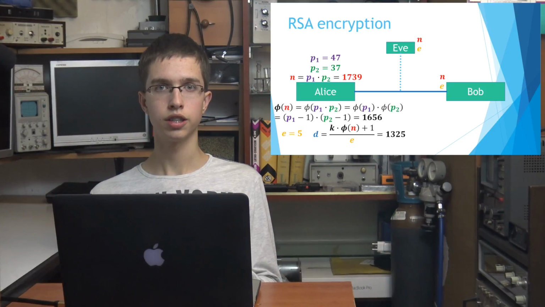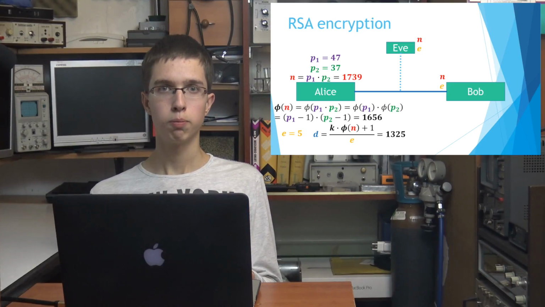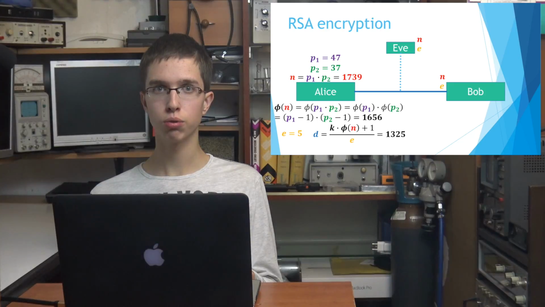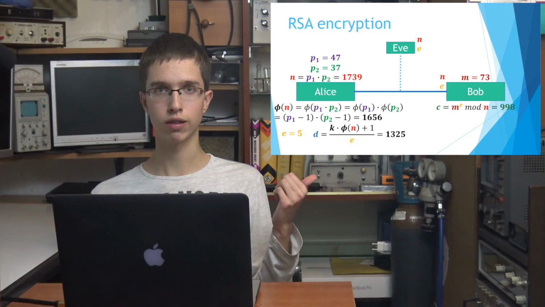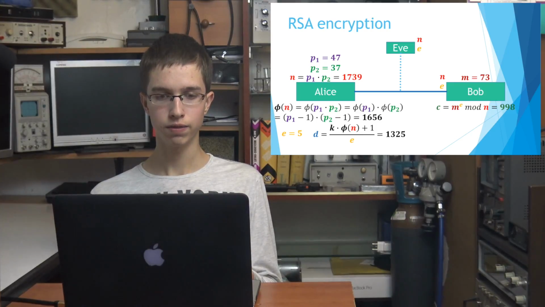This key is received by both Eve and Bob. Bob uses the n and e numbers to encrypt the message and get c, defined as m to the power of e modulo n, where m is the number Bob chooses. Let's take m equal to 73. Then c is equal to this expression, so it is 73 to the power of 5 modulo 1739, which is 998, which is shared publicly.